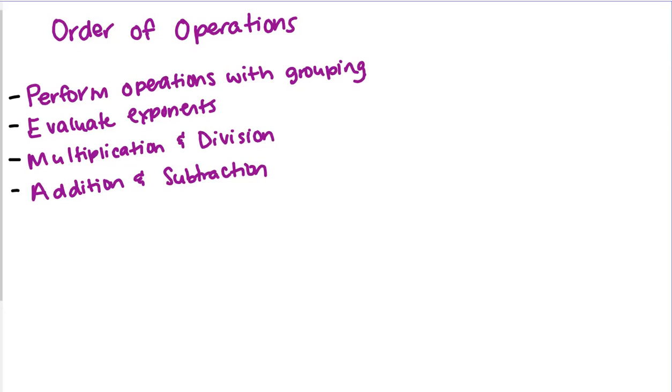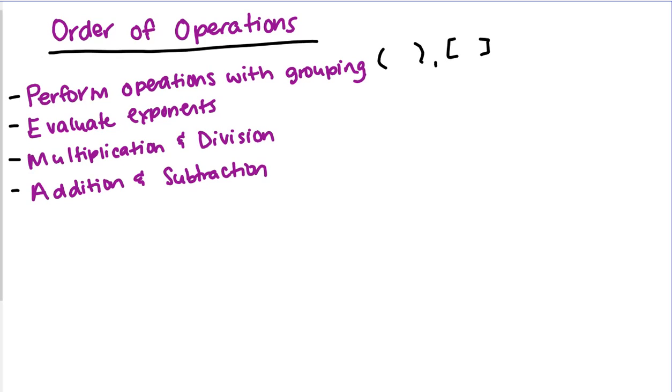Let's talk about order of operations. Now, the order of operations is the order in which we need to evaluate expressions. So the first thing we want to do is perform operations with grouping. So I'm thinking parentheses, maybe brackets.